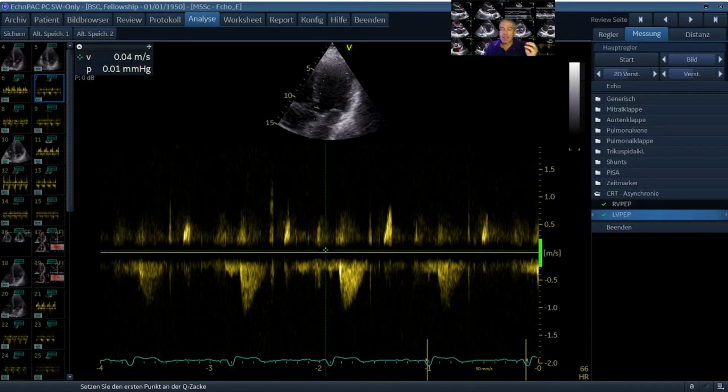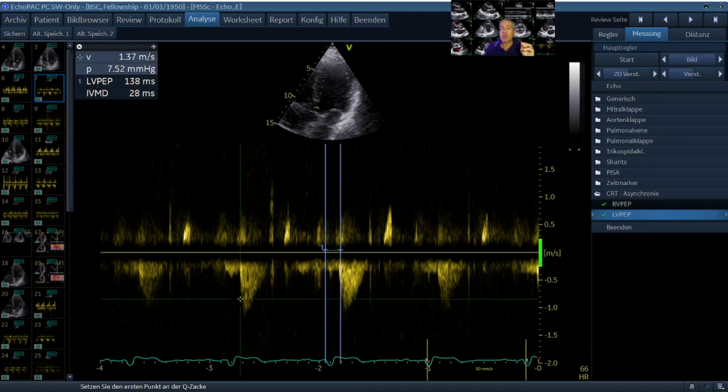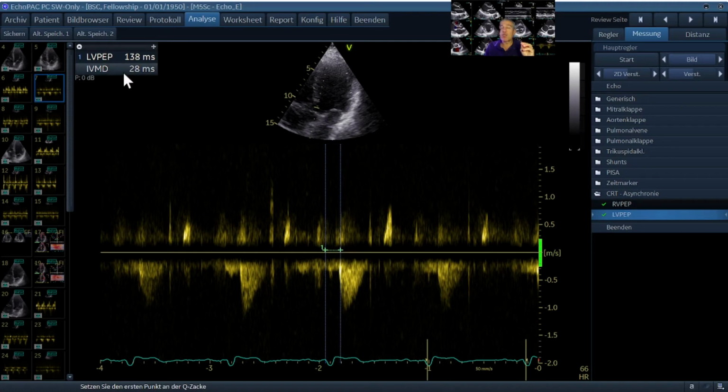And with the LV here, we now have a left ventricular pre-ejection period, which is much shorter. It can be due to the change in reference points, but the interventricular delay is also much shorter. It's almost 20 milliseconds, which would be the upper limit of normal. It's not completely normal, but it came down from 80 milliseconds to 28 milliseconds.